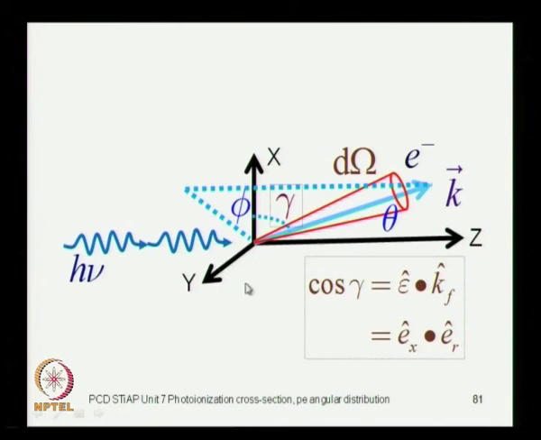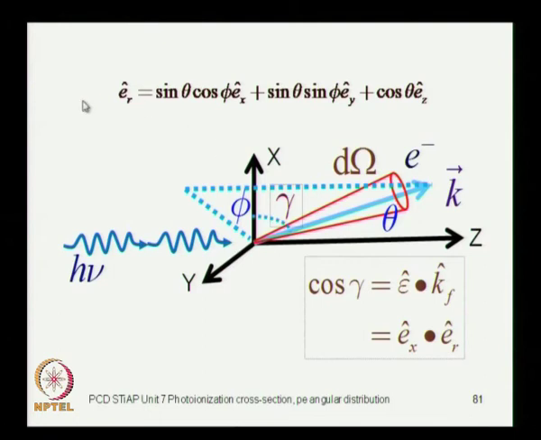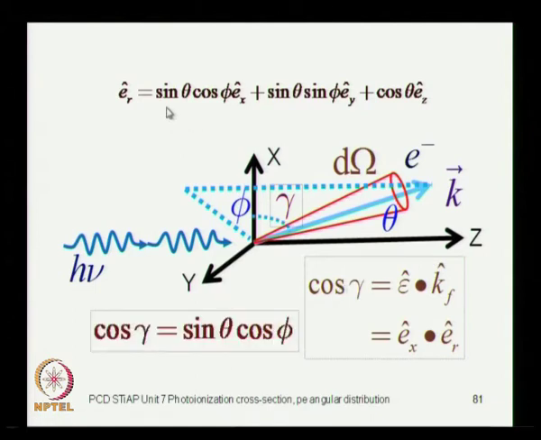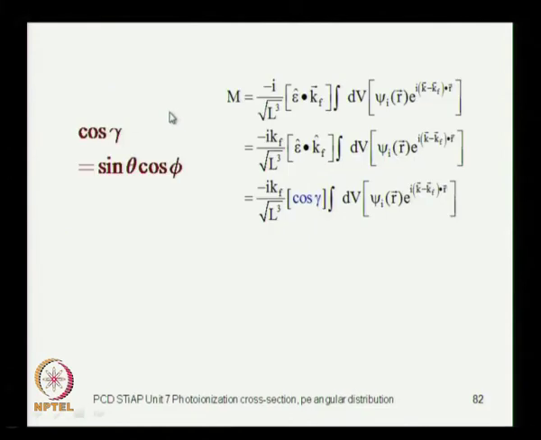You can get it easily by taking this unit vector along e_x, and this is along the spherical polar unit vector e_r. So, you can write e_r in terms of e_x, e_y, e_z and then take the scalar product of e_r with e_x. So, you see that this cosine term is nothing but sin theta cos phi. That is what you get for the cosine term, and now you can use this cosine term in the expression for the matrix element. This is what we have determined.